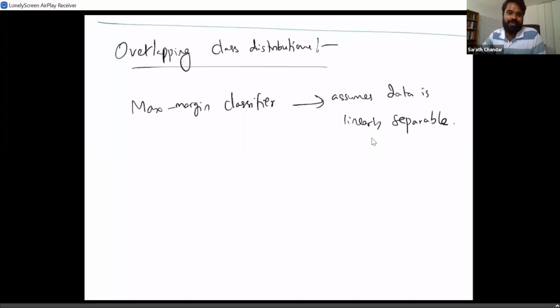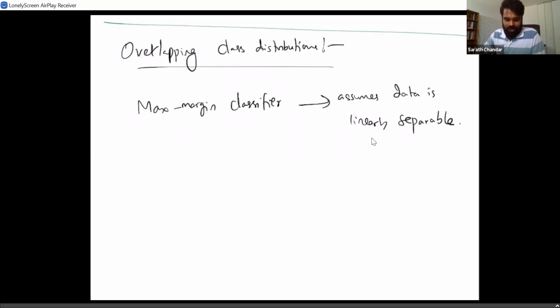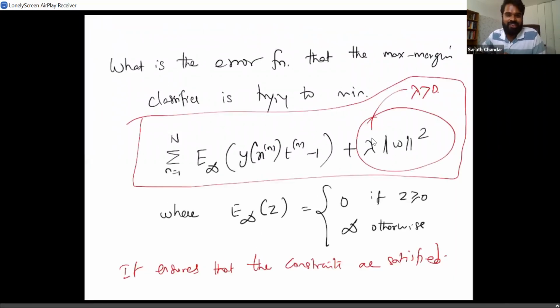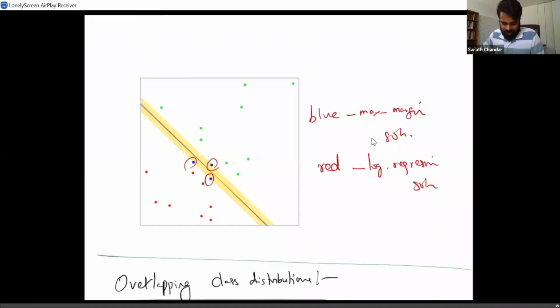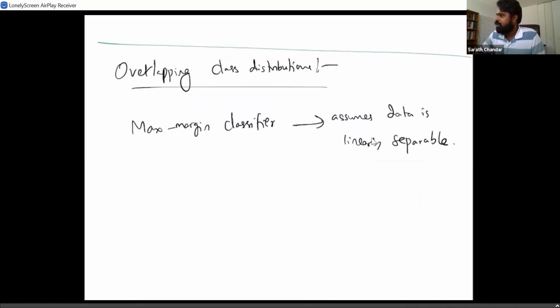Any suggestions on how to improve this max margin classifier? Okay, there is one suggestion, which is to find the minimum error rather than maximizing the margin. That's a good point, but look at the error that we have: the error is just 0 or infinity, right? And this error that max margin classifier is trying to minimize is not a useful error. So we need to do something else. Another suggestion is to have a constraint that is not linear. Well, that is not going to help you.